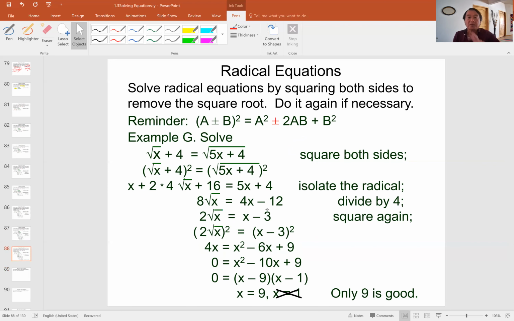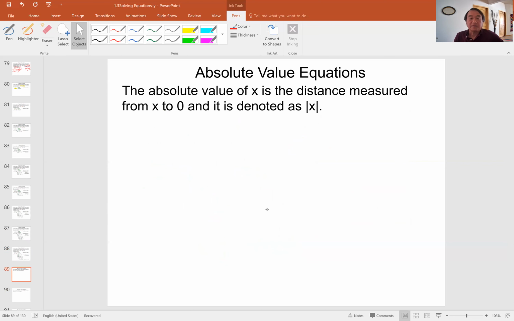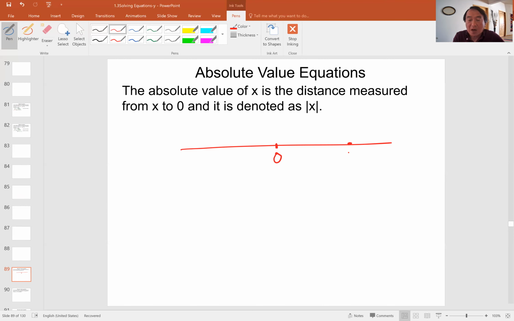So that's how we solve the equations in general. And then there's some special types of equations, like the absolute value equations. Okay, first of all, let's talk a little bit about what absolute value means. Here's a line. We'll go into the next section a little bit in a future section. And here's a number. Remember, we can always mark down x.